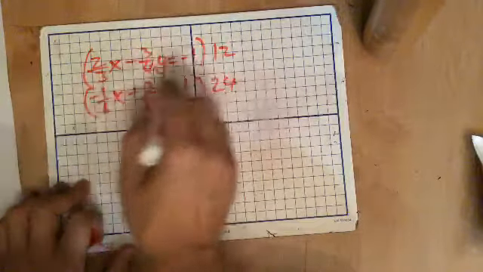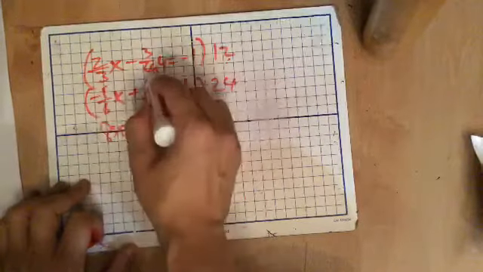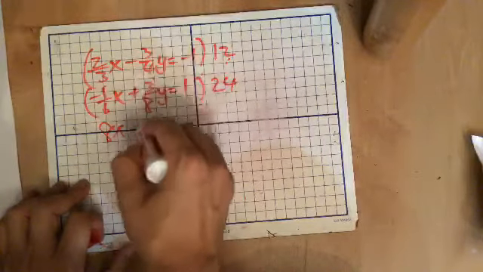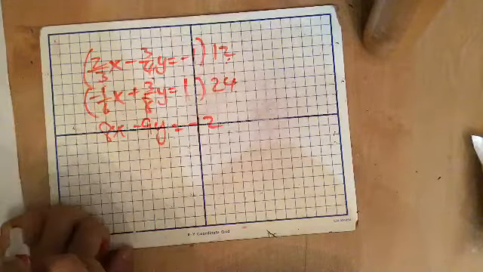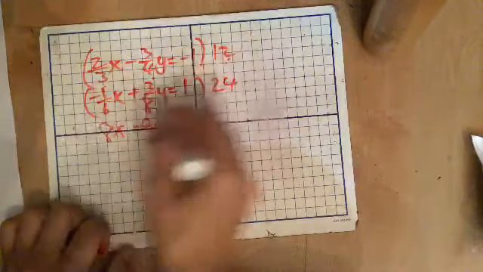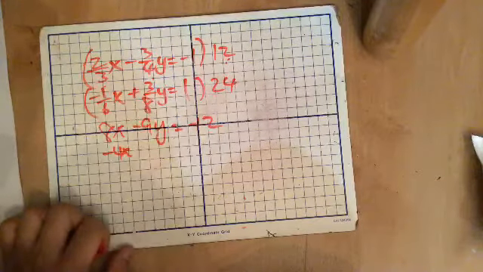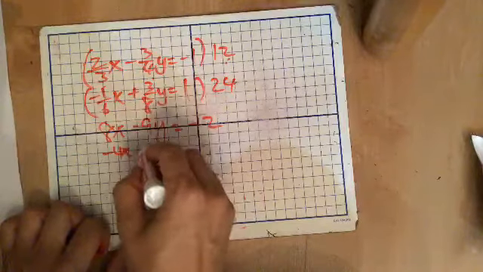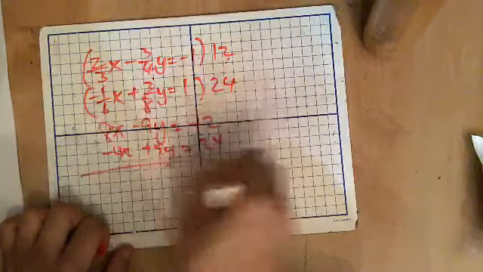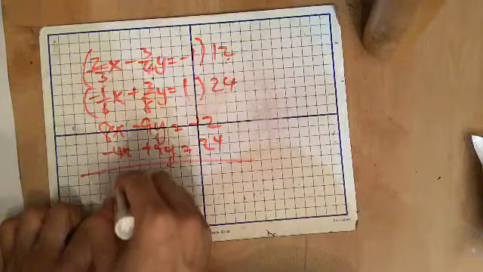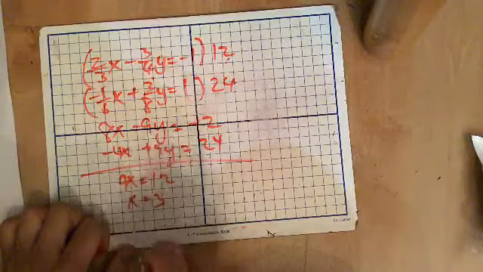So once you did that, 12 divided by 3 is 4, so it's going to be 8x. 12 divided by 4 is 3, so it's minus 9y is equal to -12. And now here, if I multiply this by 24, it's going to be -4x plus 9y is equal to 24. Then that's going to give you 4x equal to 12, x is equal to 3.